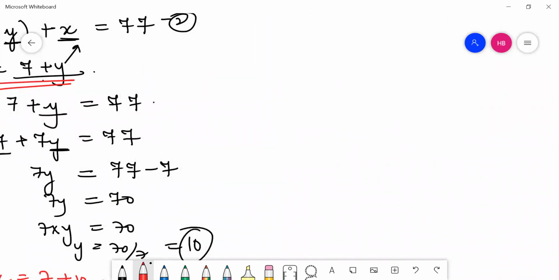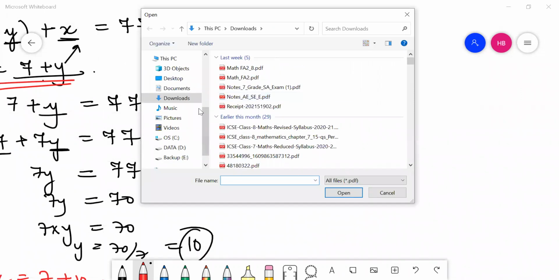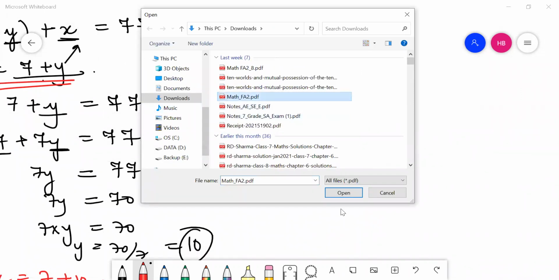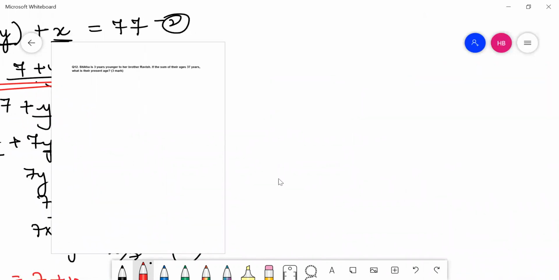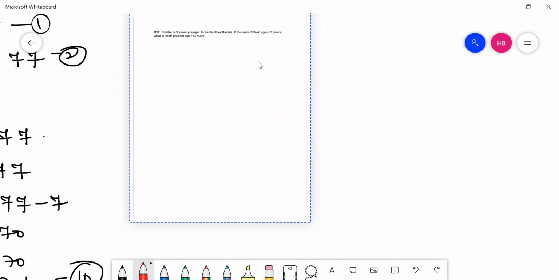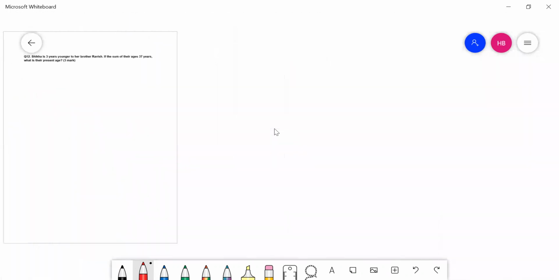Now let's look at the last question of this FA2, which is again a word problem. So let's look at that. Shikha is 3 years younger to her brother Ravish. So there are two people, Shikha and Ravish. If the sum of their ages is 37 years, find their present age. What is their present age?